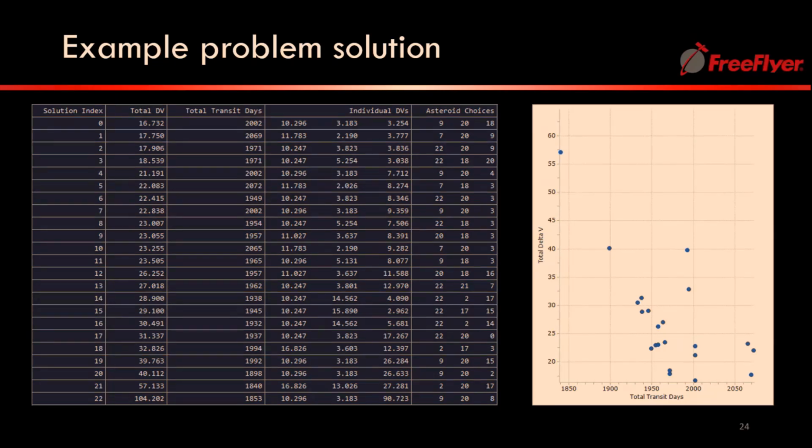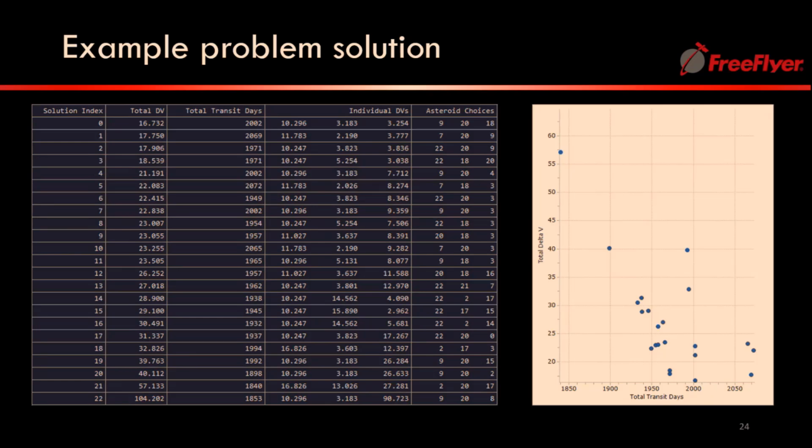So now we'll begin looking at some of the solutions for this asteroid tour problem. So when we feed this problem to the multi-objective optimizer, we let it run until some stopping condition. These are the solutions that we get back. On the right, we have a plot of the Pareto front in 2D space, and on the left, we have a table of all of our solutions that is sorted according to the total delta V objective. So the solutions here at the top of the table have the least delta V, and the solutions at the bottom have the most.